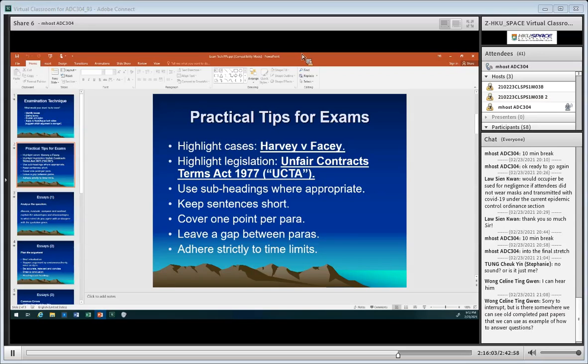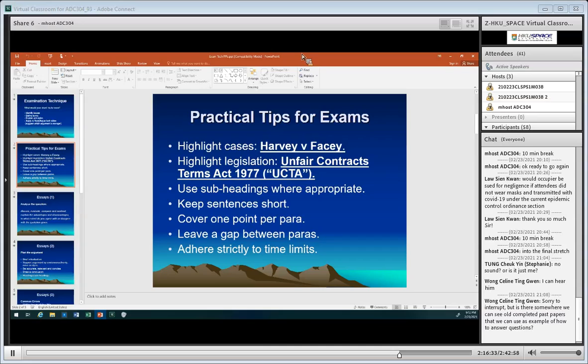Okay, good. Third bullet point, use subheadings where appropriate. Subheadings are good, and remember the best subheadings are issues. What is an issue? A question for the court to decide. So therefore, a lot of your subheadings should have question marks. Now, that's good, because if you put down your subheading, then you know what you are writing about. And even better, the person marking your paper knows what you're writing about.